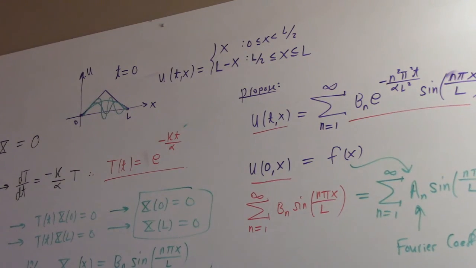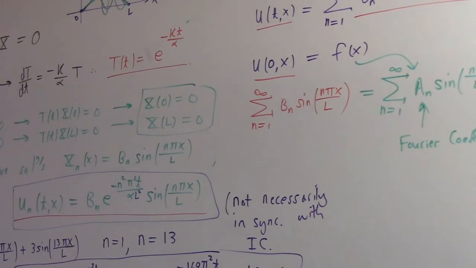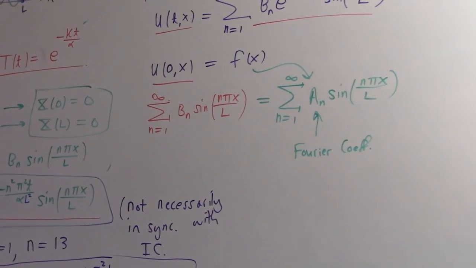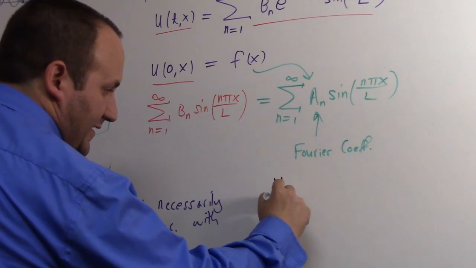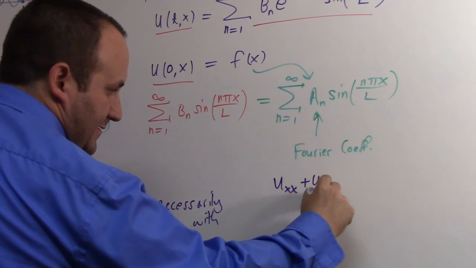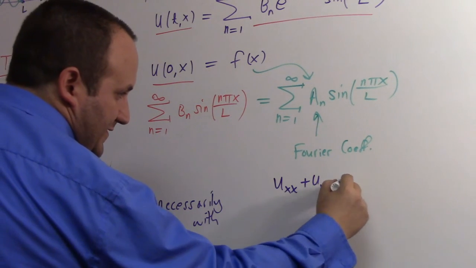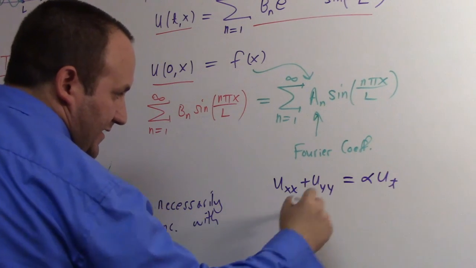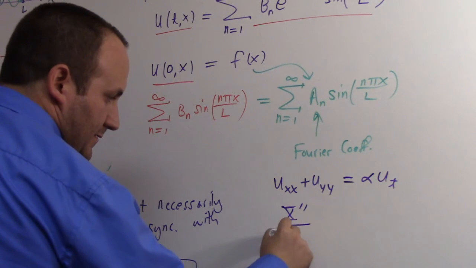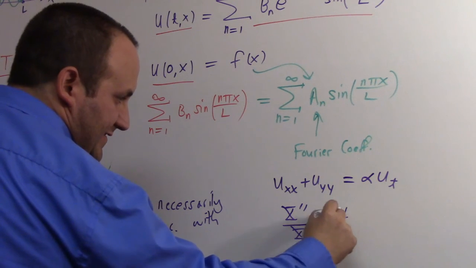Oh man, I think I was out of frame. Oh well. I just wrote this in case. All I wrote was this equal to alpha u_t and then divide. I don't know why I'm writing this. I'm going to write it again some other day.